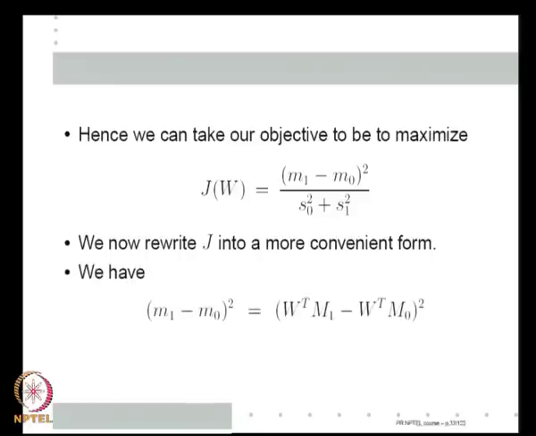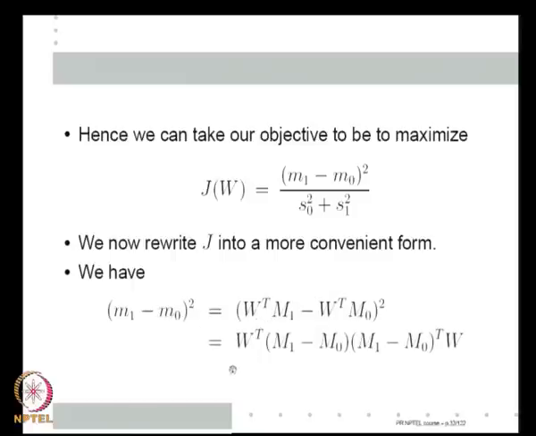What is (m1 minus m0) whole square? m1 is W transpose capital M1 minus W transpose capital M0, whole square. This I can write as (W transpose into (M1 minus M0)) whole square. Because W transpose (M1 minus M0) is a scalar, I can always write it as W transpose (M1 minus M0) into (M1 minus M0) transpose W, right. So, (m1 minus m0) whole square can be written as W transpose (M1 minus M0)(M1 minus M0) transpose W.